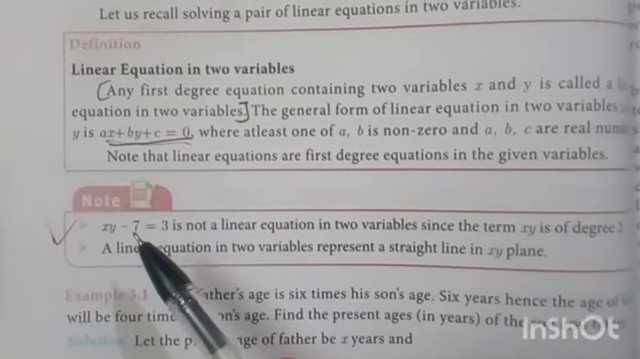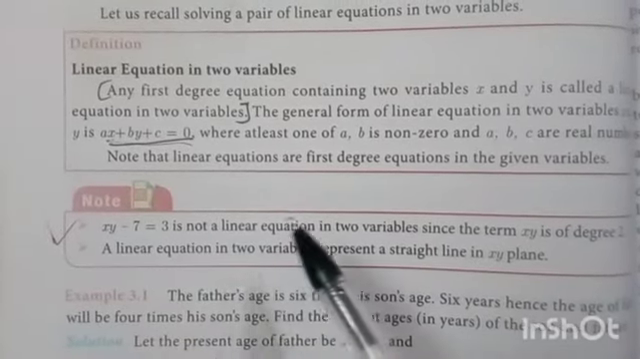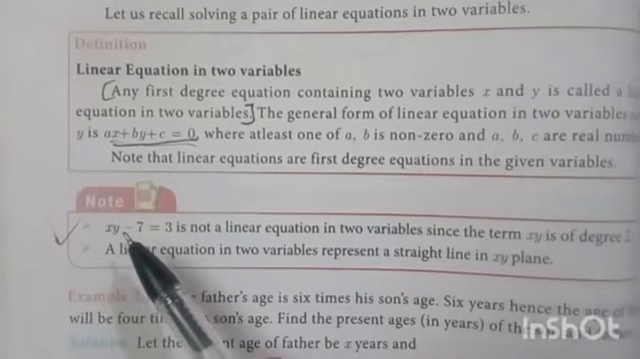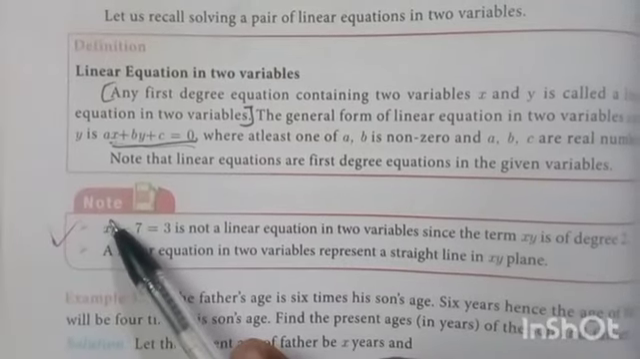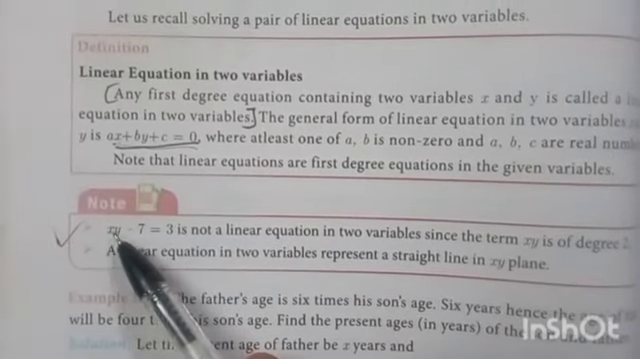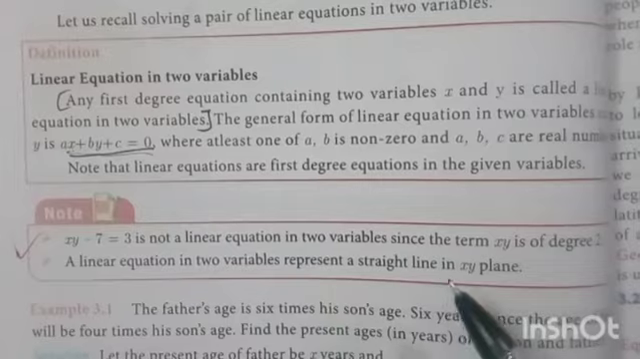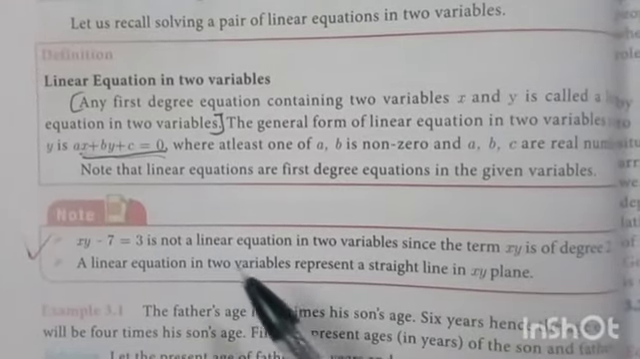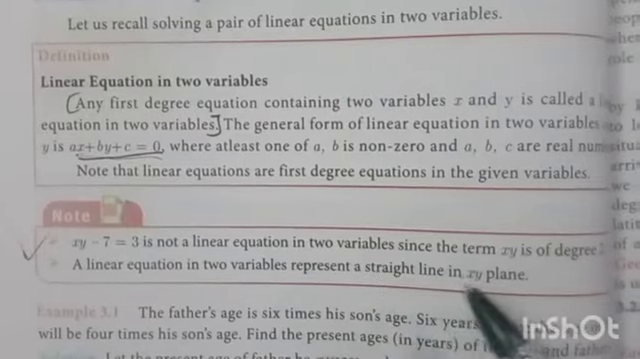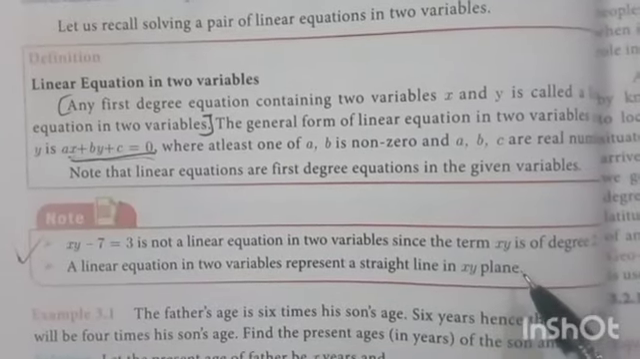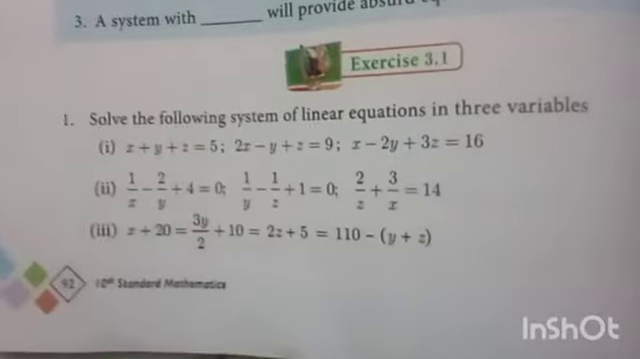Now suppose we consider xy minus 7 equal to 3. It is not a linear equation in two variables because the highest power, the degree, is 2, so it is not a linear equation. A linear equation in two variables represents a straight line in the xy plane. It is a one word question.